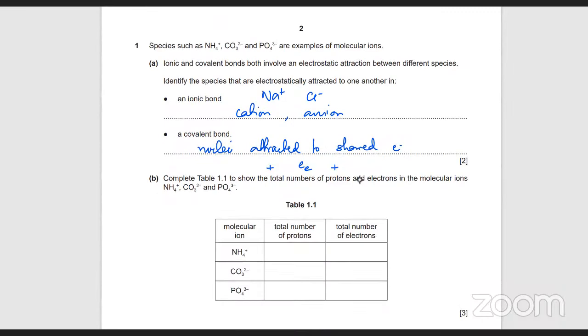Here, show the total number of protons and electrons in the molecular ion NH4+1. So in NH4+1, N is 7 and 14 on the periodic table, and H is 1 and 1, right? So the number of protons is 7 plus 4 for the H, so that's 11 protons. And since it's a positive ion, that means it's got one less electron.